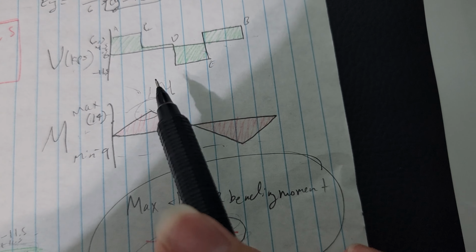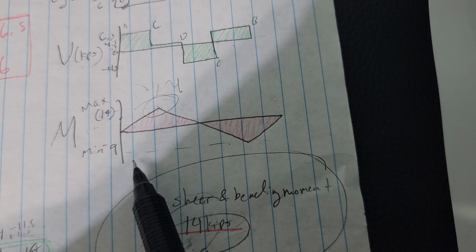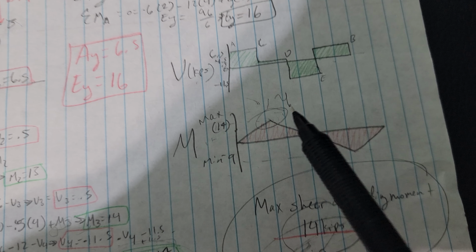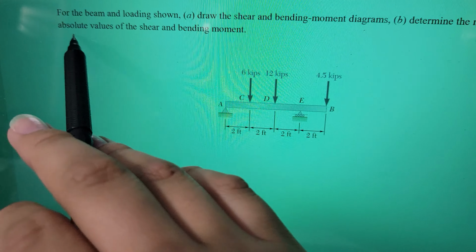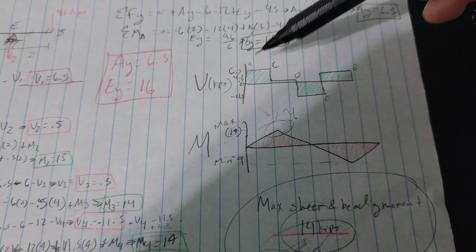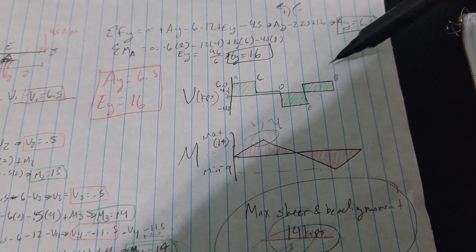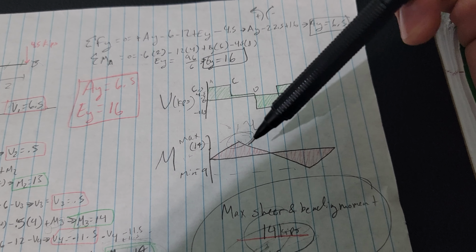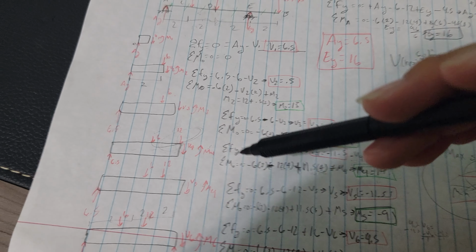So the maximum of this bending diagram is 14. The minimum is 9, but they're not asking for the minimum. So again, if they ask you for an absolute value, like they do on this question, where they do right here, the absolute values of the shear and bending moment, we can find that because we did the math here. We can find that of the shear diagram. But to find the values of the bending one, we have to do this math.